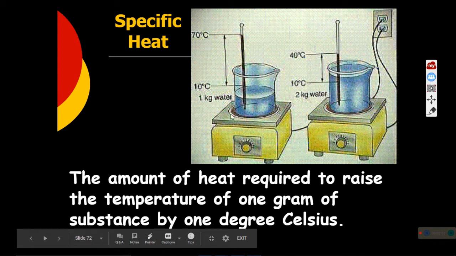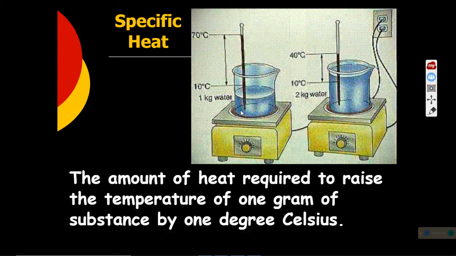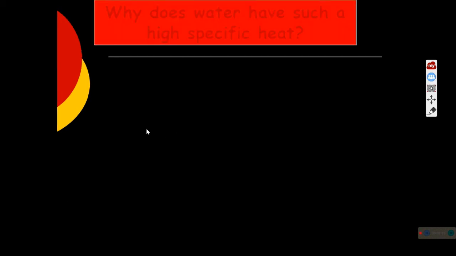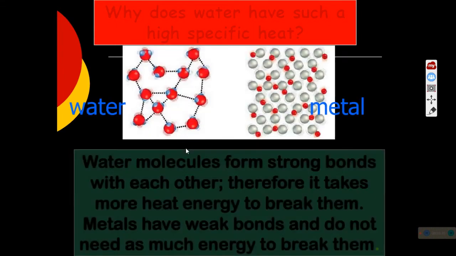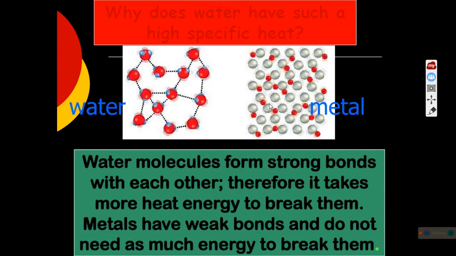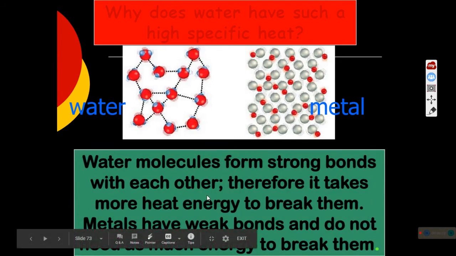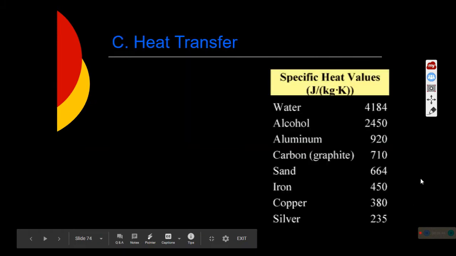So water, for example, has a certain specific heat. There is a certain amount of energy you have to add to water in the form of heat to increase that temperature. Okay, so why does water have such a high specific heat? Well, you'll notice that water and metal have a lot different bonds. Water molecules form really strong bonds with each other, and it takes more heat energy to break those bonds and spread them apart. But metals have weak bonds, and it doesn't take a whole lot of energy to break them.